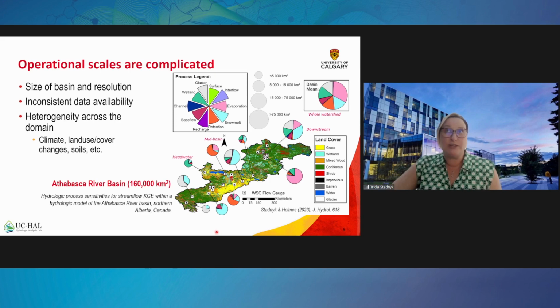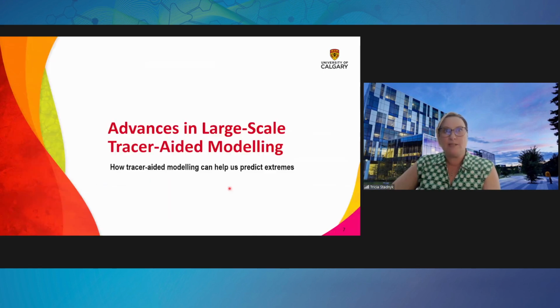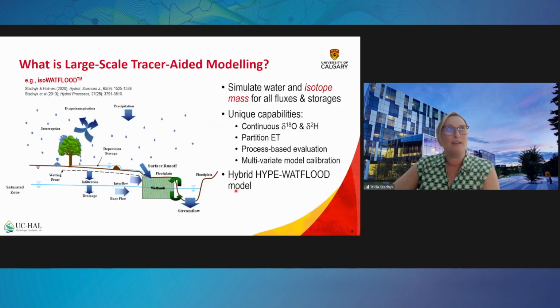And this is where large-scale tracer-aided modeling can actually help us, because it provides additional data and provides feedback to the models that can help us to constrain some of these process-based predictions. So how can some of the advances in tracer-aided modeling help us to predict extremes under a changing climate?